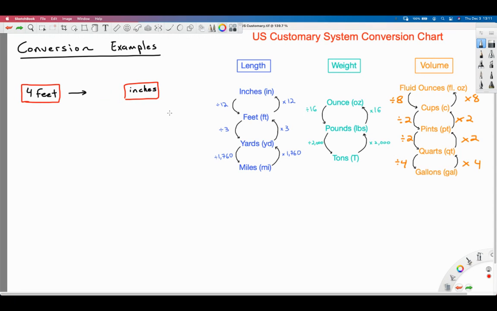The way we do that by using this chart is you can take a look and find our first unit, which was feet, maybe underline it, and then realize what we're going to be converting to. So we're actually converting to inches, which is upwards. When we go up in the arrows, we're multiplying. But now we have to find out what value we have to multiply 4 by in order to get to inches. So to go from feet to inches, we start at feet, and we go to inches by multiplying by 12.